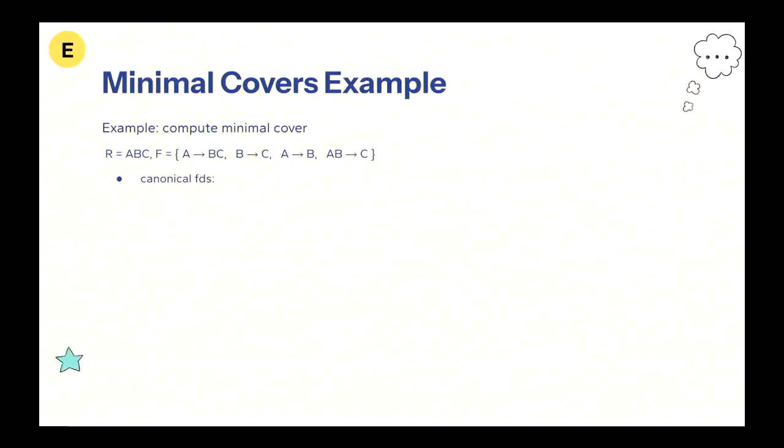Let's try to calculate this minimal cover. Remember, the first step is to convert all the functional dependencies into the canonical form, that is, to apply projectivity. Here, A determines B and C is not in canonical form. So we can separate it into two rules: A determines B and A determines C. So that's the first step.